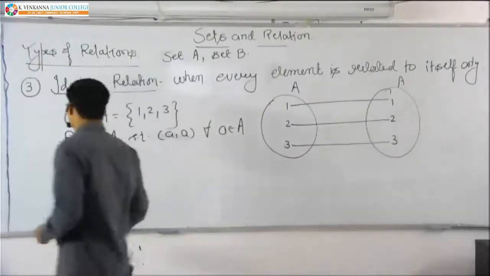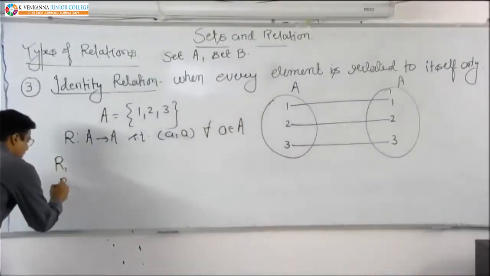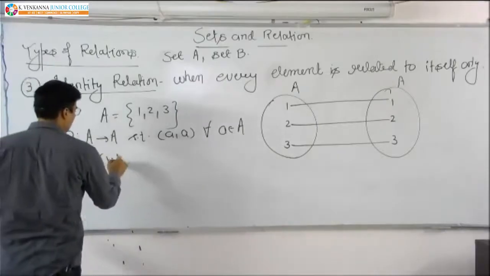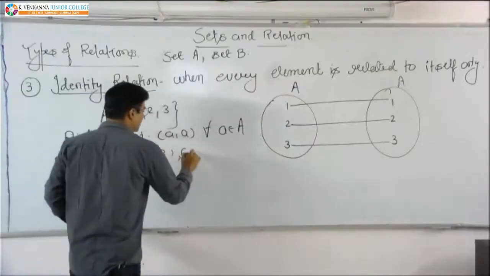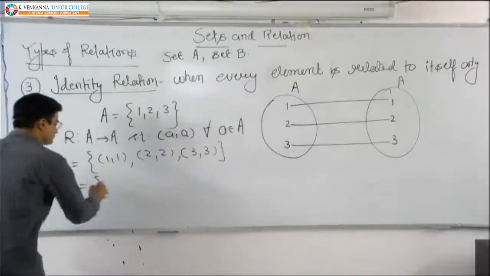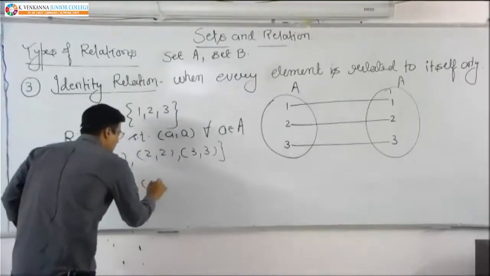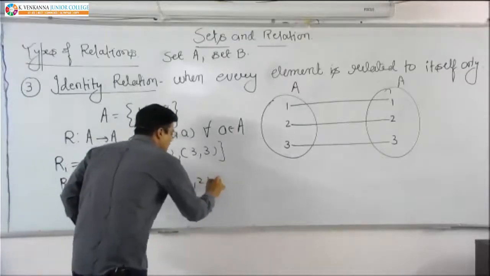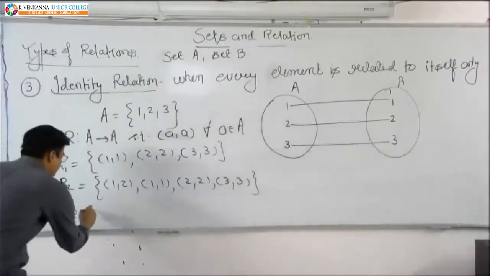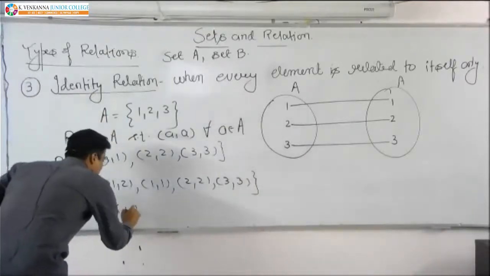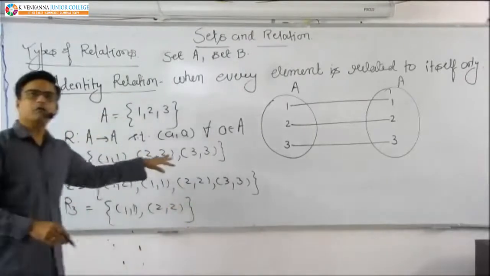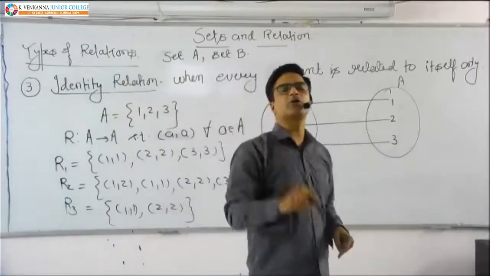So if I define, let's say, R1, R2 and R3. R1 I'm defining (1, 1), (2, 2) and (3, 3). R2 I'm defining (1, 2), (1, 1), (2, 2), (3, 3), right? And R3 I'm defining (1, 1) and (2, 2). So tell me, out of R1, R2, R3, which one is your identity relation?